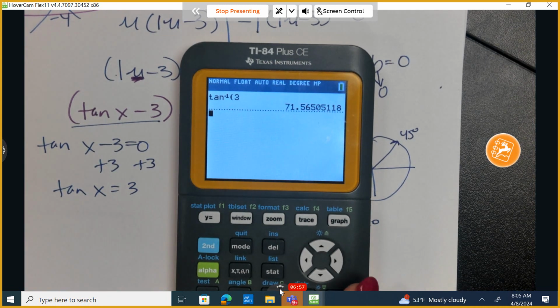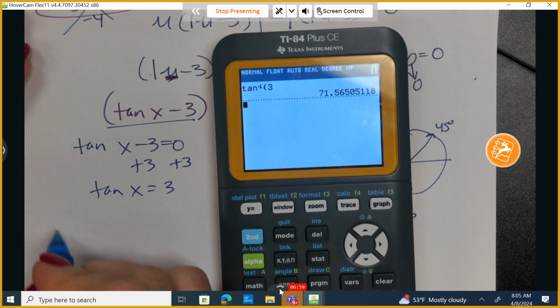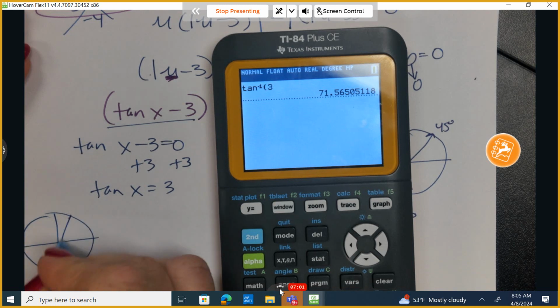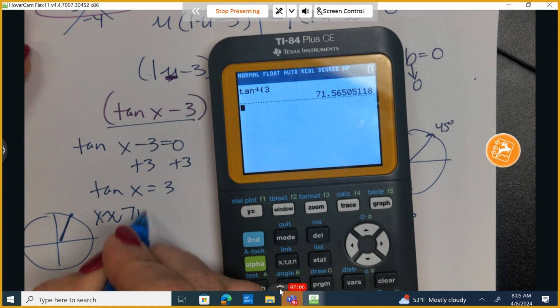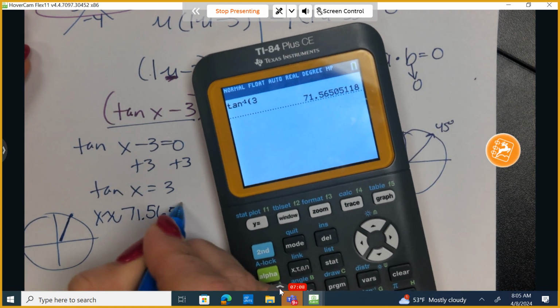So I'm going to round this to 71. You know what? I'm going to do 3 places back. So this is right about here. And x is approximately 71.565 degrees.